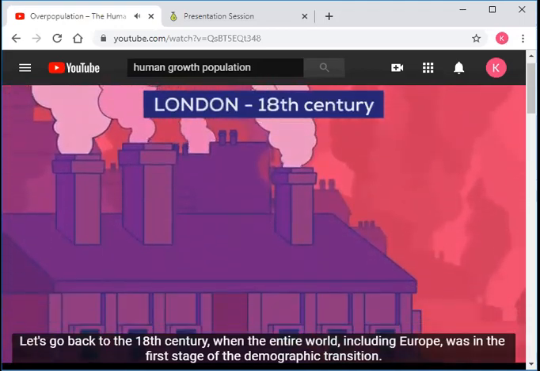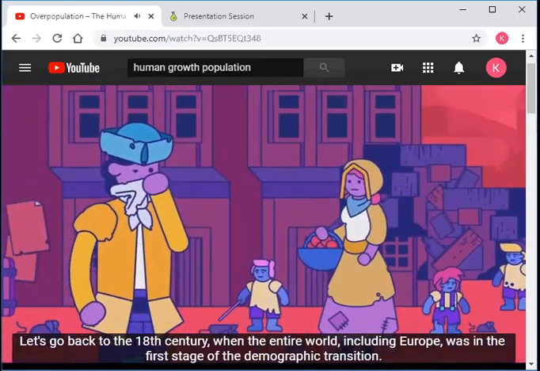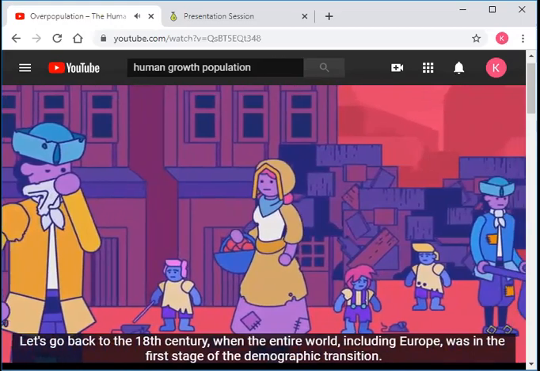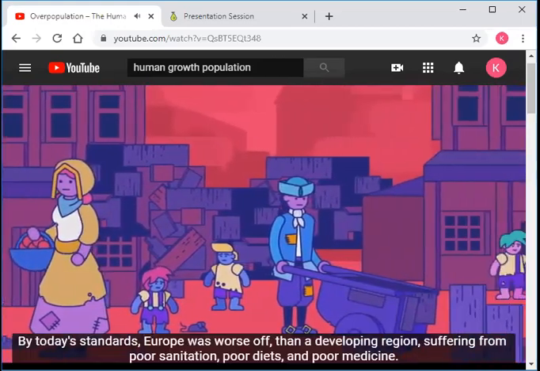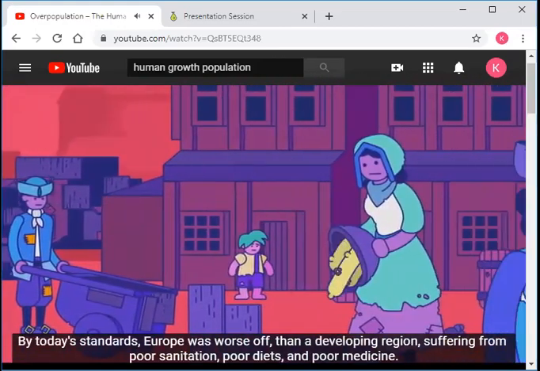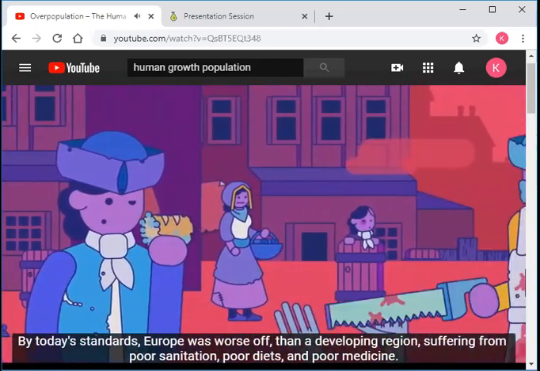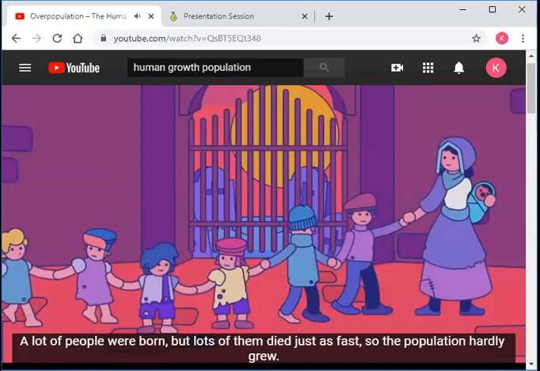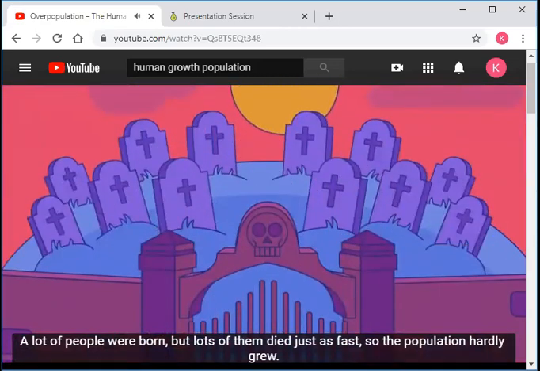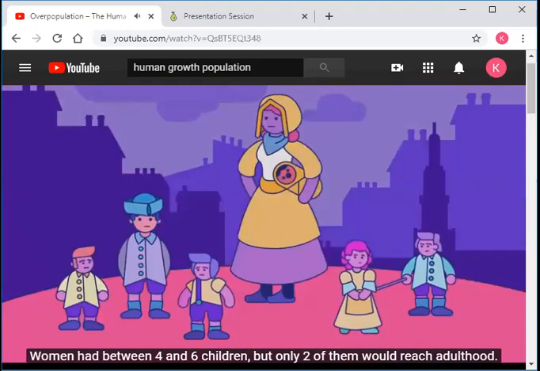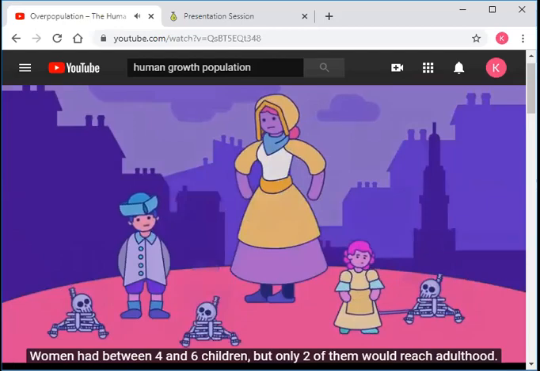Let's go back to the 18th century, when the entire world, including Europe, was in the first stage of the demographic transition. By today's standards, Europe was worse off than a developing region, suffering from poor sanitation, poor diets, and poor medicine. A lot of people were born, but lots of them died just as fast, so the population hardly grew. Women had between 4 and 6 children, but only 2 of them would reach adulthood.